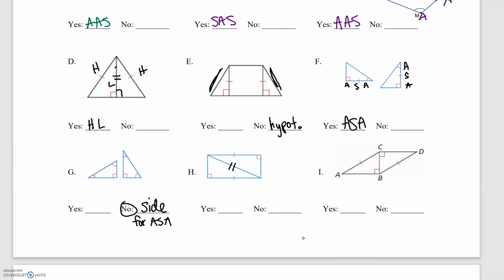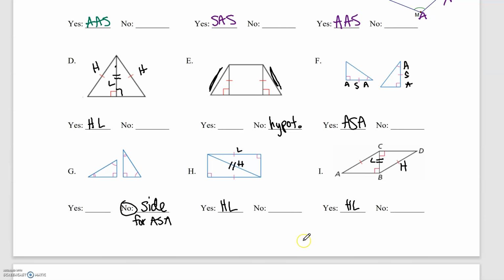And then here we've got our side they're sharing, the reflexive. It's a right, and this would be the hypotenuse. This would be a leg, so HL. And again, here they're sharing, and we do have the hypotenuse, and we do have a leg, so again, HL.